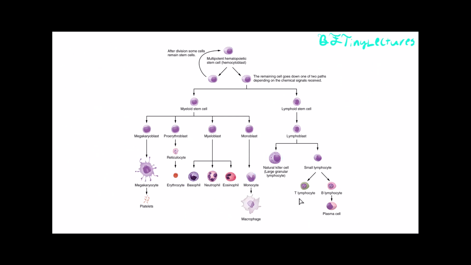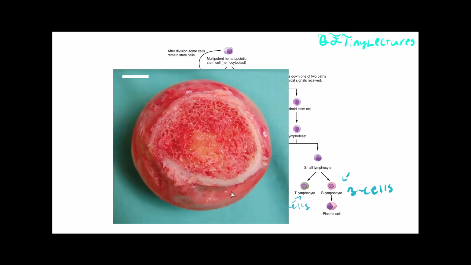Now let's talk about the celebrities of the immune system. And they are called T lymphocytes and B lymphocytes. Another way to call them are T cells and B cells. And they help us survive every day. But where are they made? T cells and B cells are made inside the bone marrow.